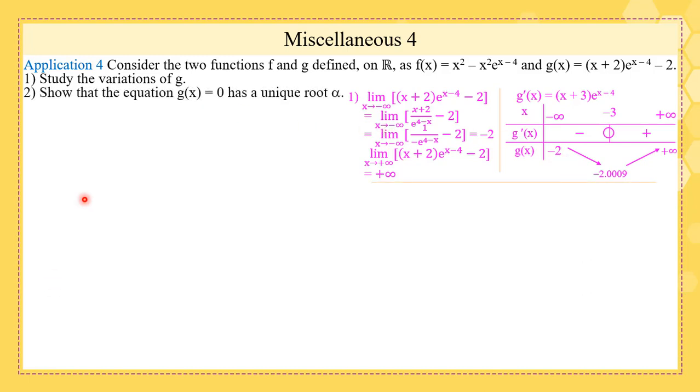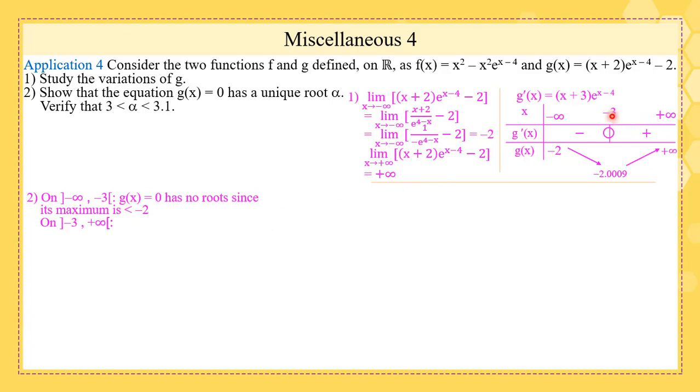Now the second part asks to show that the equation g of x equals 0 has a unique root alpha, and to verify that alpha falls between 3 and 3.1. Remember, this is the intermediate value theorem. Try to do it alone and try to benefit from this table of variations. Well, on the interval negative infinity to negative 3, we can see that g of x can never be 0 because its maximum is negative 2. And when the maximum is negative 2, it can never be 0.